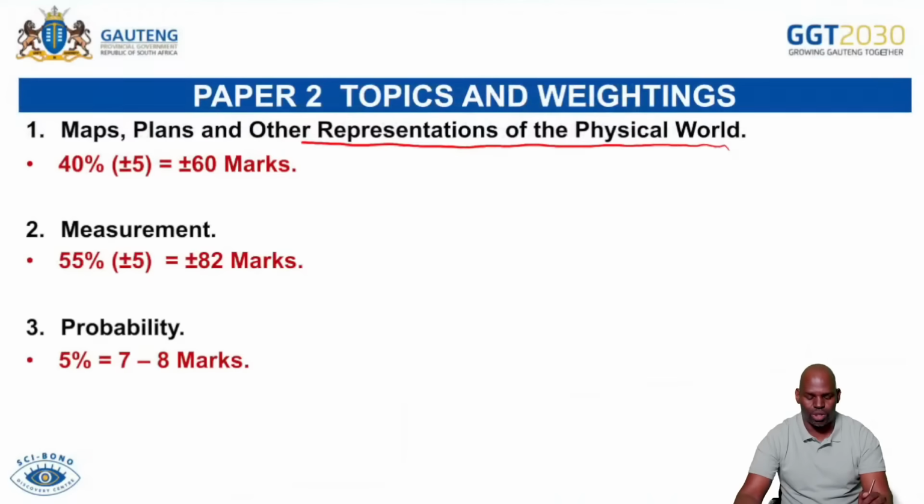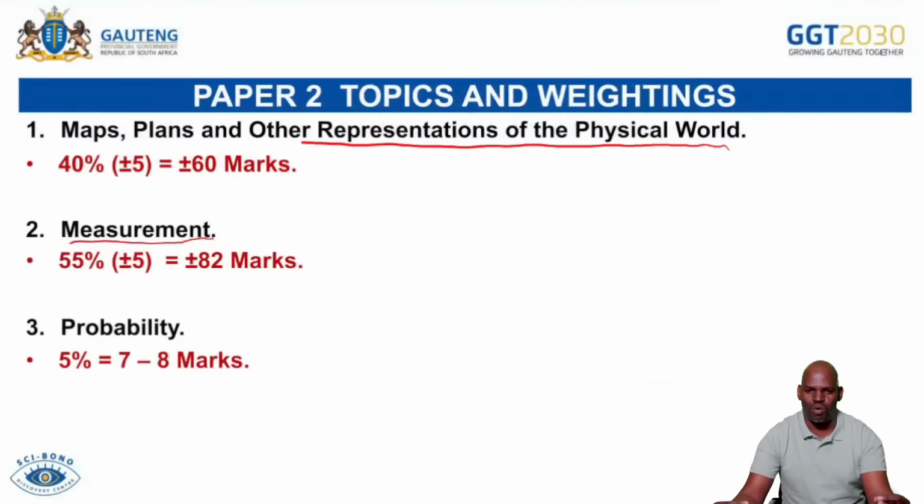Okay, and then for number 2, you must also go and prepare yourself for measurement. Now, measurement, we know that it's one of the challenging topics in Maths Lit, or it might be a challenging topic in paper 2. But if you prepare yourself very well, this is one topic that you can actually do well as well. Remember, the cornerstone of measurement, together with maps and plans, is actually just conversion.